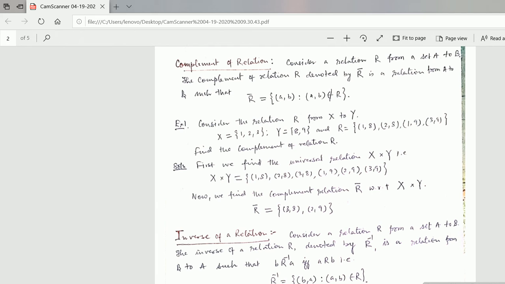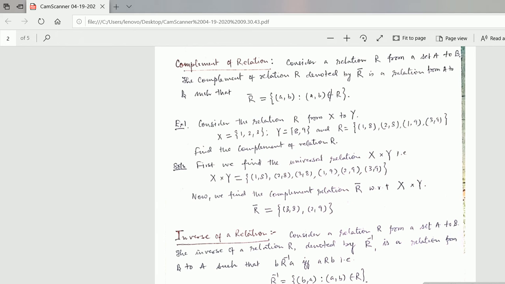Consider the relation R from X to Y. There is one example. Take set X with elements 1, 2, 3. Set Y has elements 8, 9. And the relation is (1,8), (2,8), (1,9), (3,9). Find the complement of relation R.